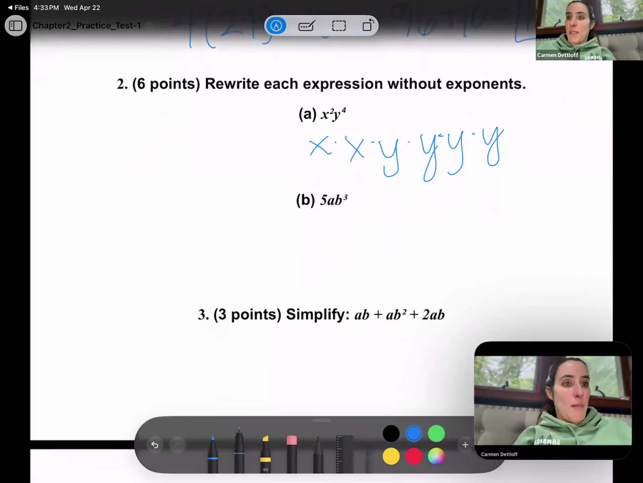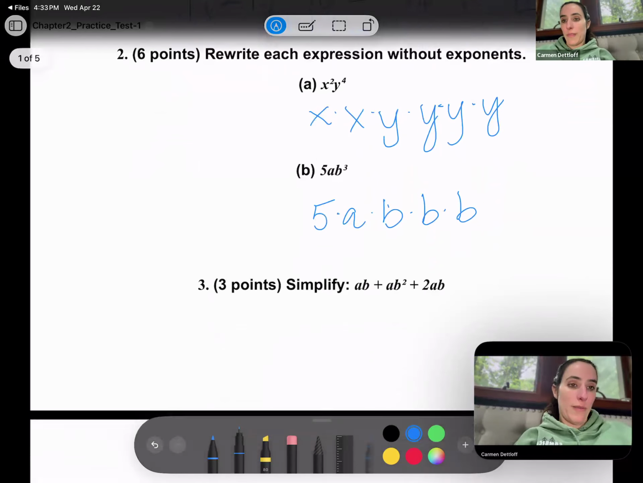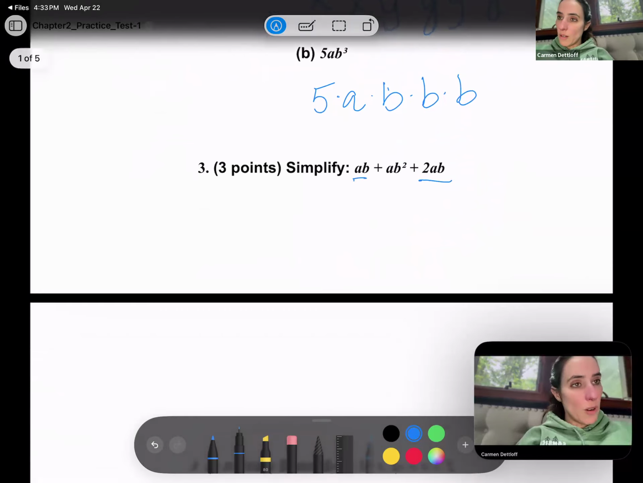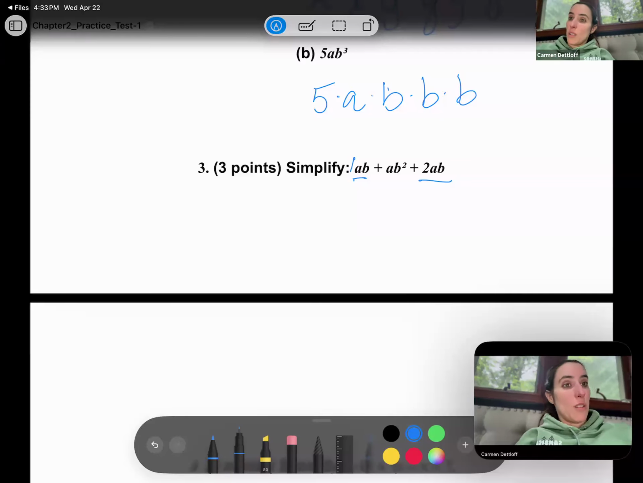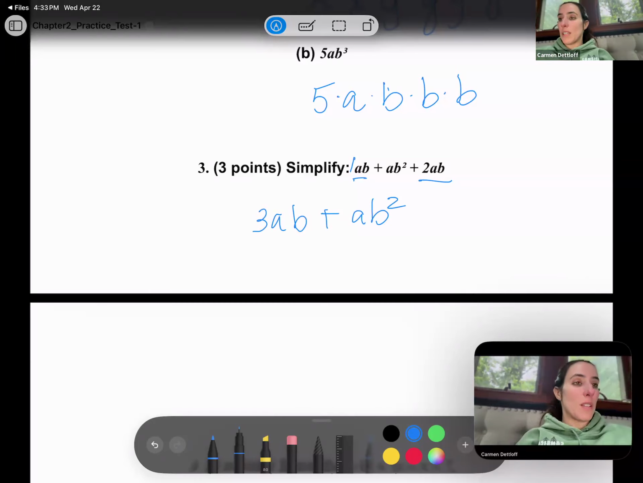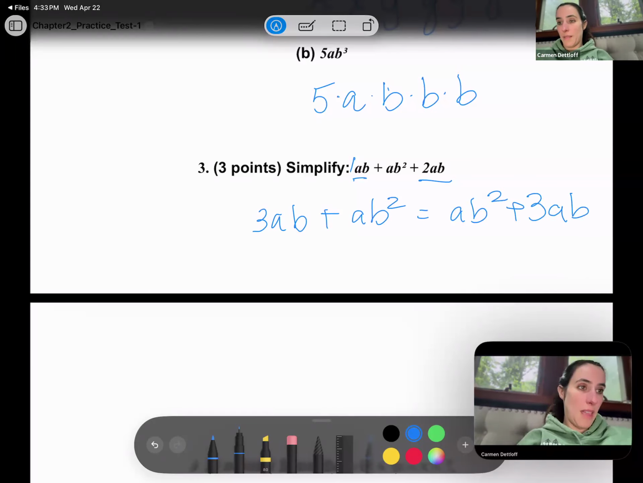Number 2, same. We're going to expand. So 5 times a times b times b times b, because b to the third. Simplify, I'm going to combine any like terms I have. I've got an AB and an AB. And there's a secret hidden 1 right there in front of this AB. So I'm going to combine those, and I get 1 plus 2, so that gives me 3AB plus my AB squared. And when I'm doing Pearson's, we're going to make sure that we put the highest exponent first. So I have AB squared plus 3AB.